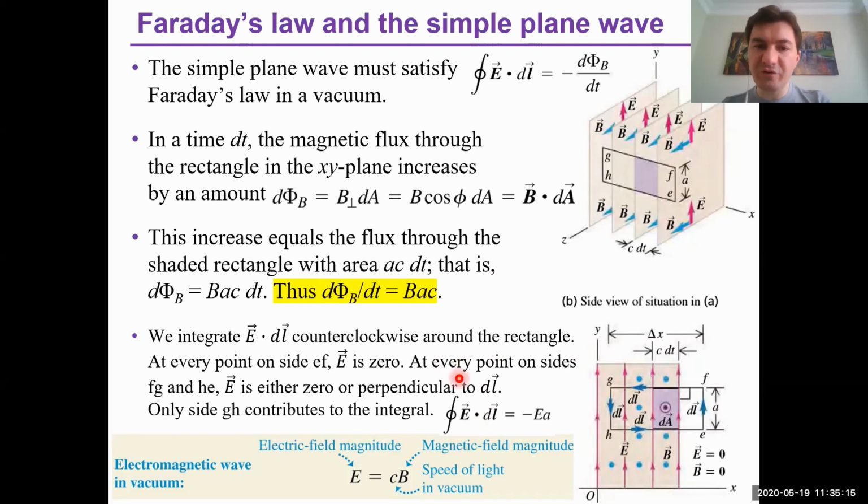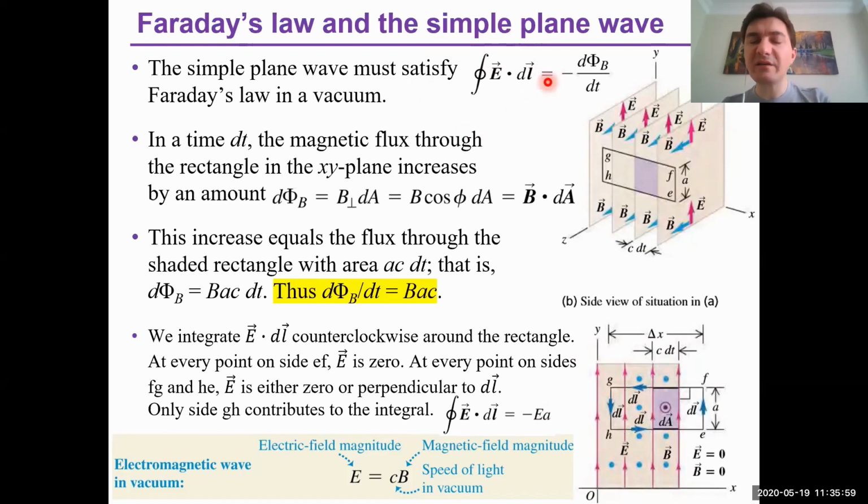Then the contribution to that integral will be 0 from that part. From F to G, dl and the electric field are perpendicular to each other, so again it will be 0. And between H and E, dl and the electric field are perpendicular to each other, so again they will give 0 to that integral. Only here do we have dl and electric field, and they are antiparallel to each other. Then the magnitude of the electric field times dl, which is A, gives minus E times A for the integral on the left side.